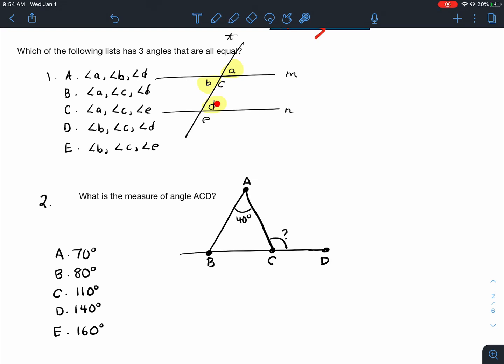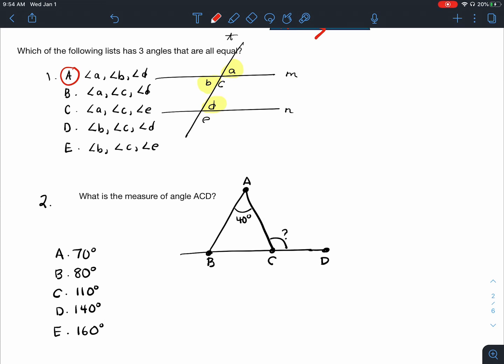A and D are corresponding angles. B and D are alternate interior angles. So I think the only answer choice for this would be letter A. Okay, letter A is the only option for that. Okay, let's jump down to number 2.